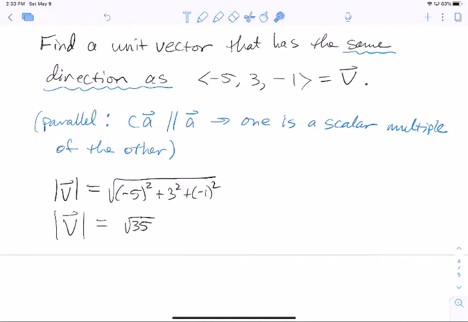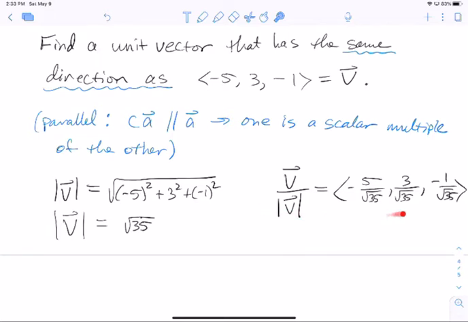I'd like it to be a magnitude of 1 so that it's a unit vector. If I divide the vector by its magnitude, then I end up with a vector that looks like -5 over the square root of 35, 3 over the square root of 35, -1 over the square root of 35, and the number I was talking about, c, that we ended up multiplying by, was actually 1 over the magnitude of v. I leave it to you to do the arithmetic to see that the vector that we just created does indeed have a magnitude of 1.